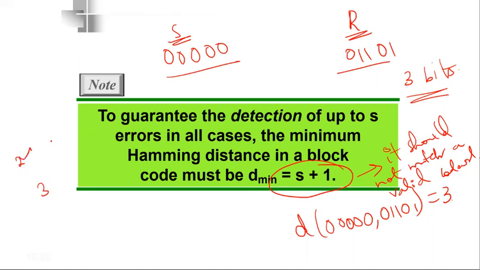Sometimes it may even be able to detect more than this, 3 errors, or maybe it can detect 4 errors, but only in a few cases. So this is basically an important point: to guarantee the detection of up to S errors, the minimum Hamming distance in a block code must be d min equal to S plus 1.